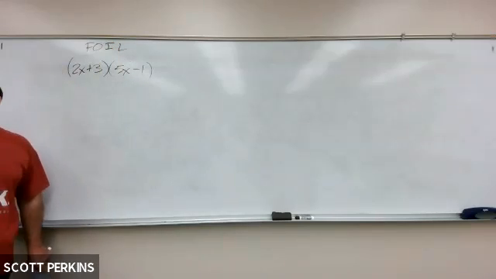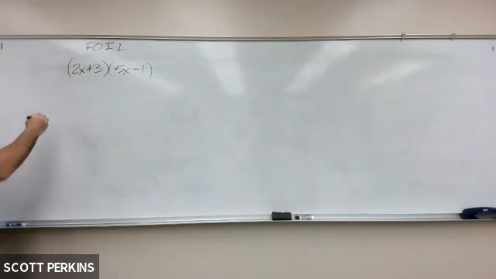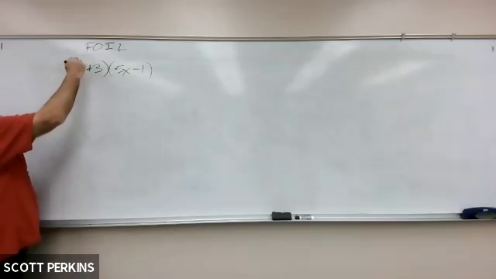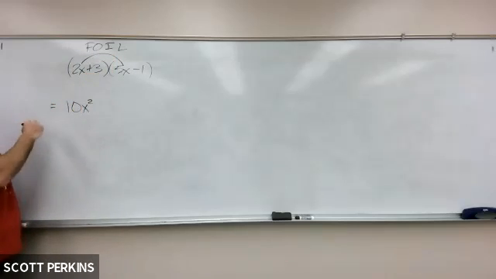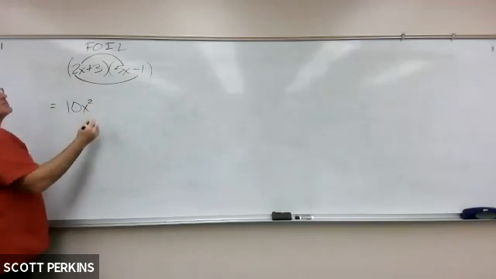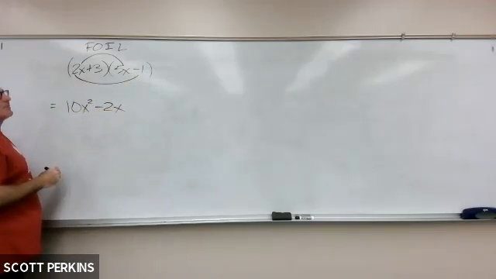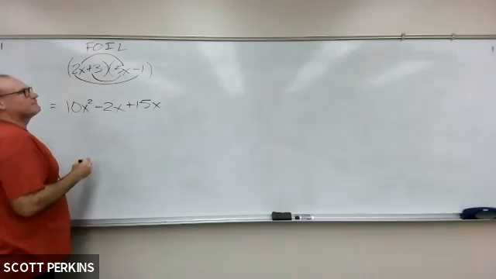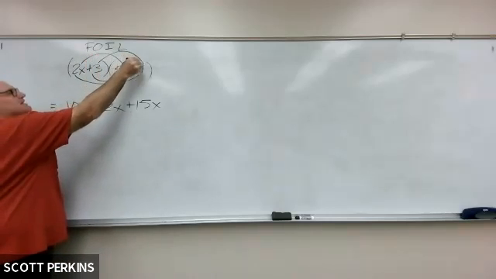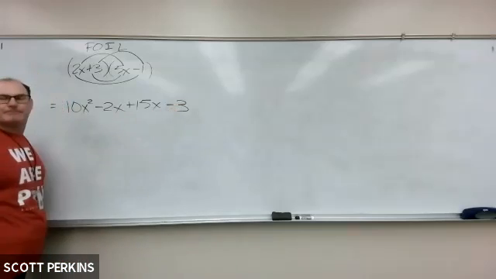First, outers, inners, lasts. And when we do that, the firsts, 2x times 5x is 10x squared. My outers, 2x times -1 is -2x. My inners, 3 times 5x is 15x. And then my last, 3 times -1 is -3.